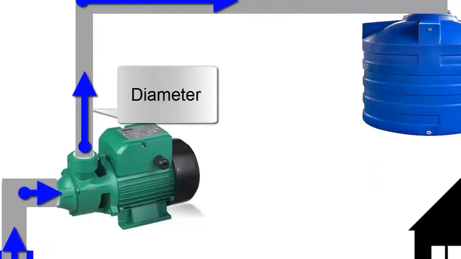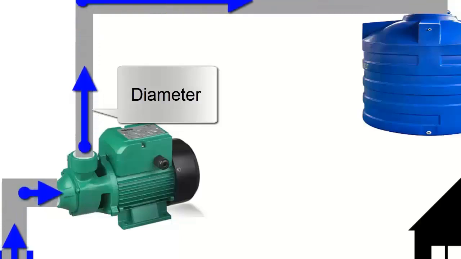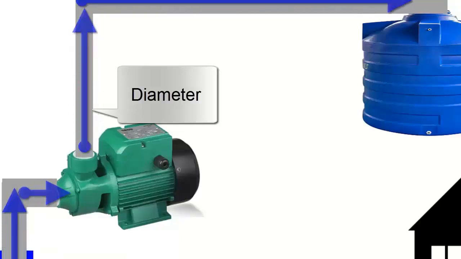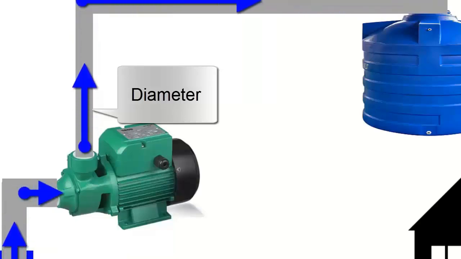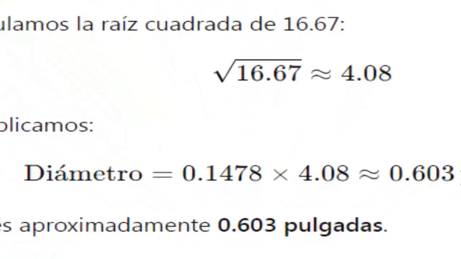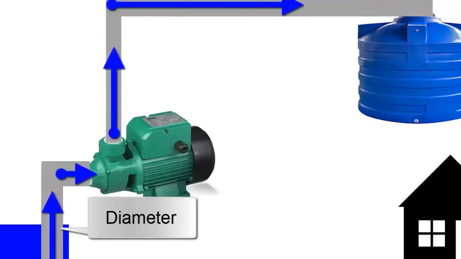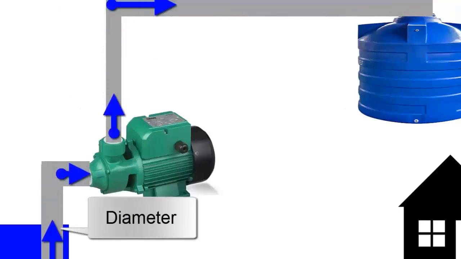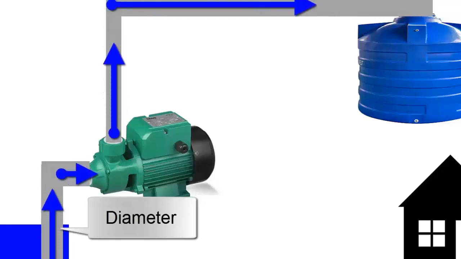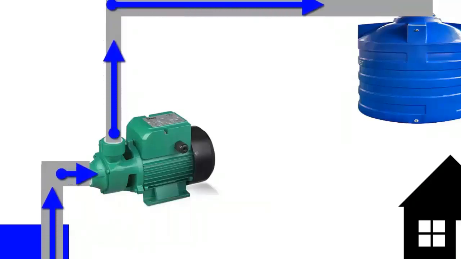5. Pipe diameters. Discharge pipe. The diameter should allow a water velocity of preferably less than 2 meters per second to minimize friction losses and ensure efficient operation. To calculate the discharge pipe diameter, use the equation shown on the screen, obtaining the following result. Suction pipe. It should have a diameter equal to or greater than the suction diameter of the pump, with the fewest possible accessories to ensure low suction losses and avoid cavitation.